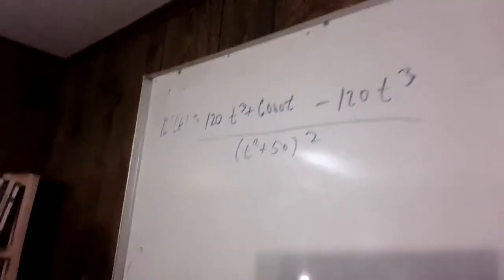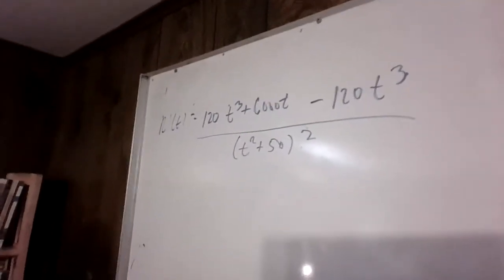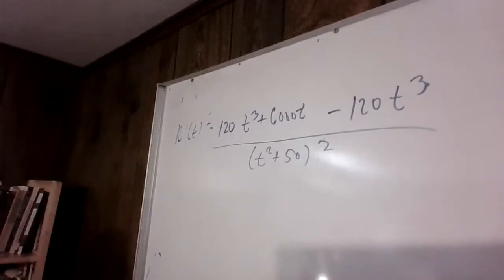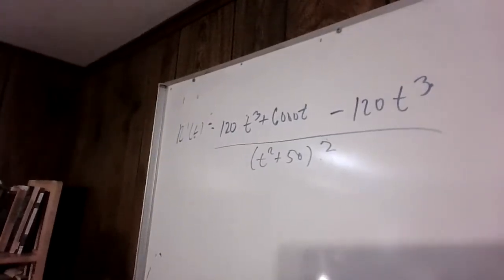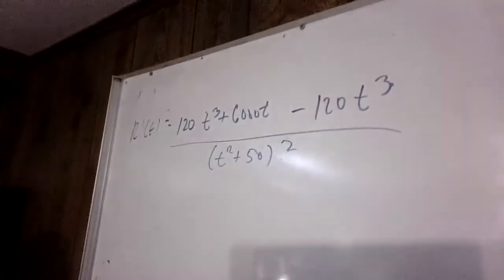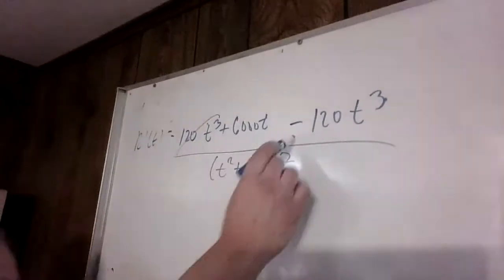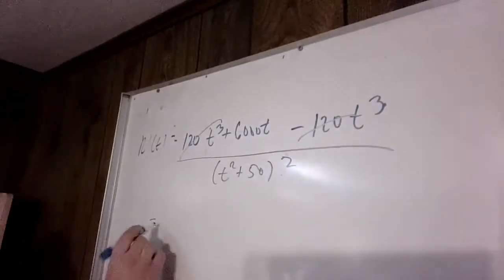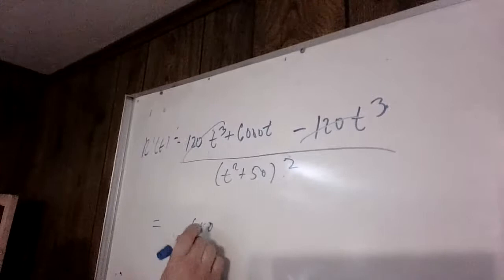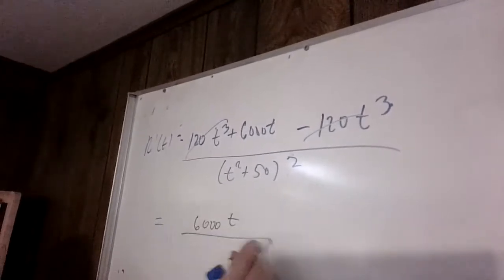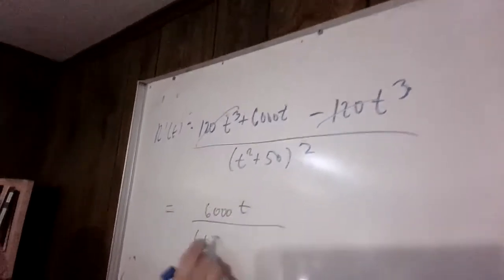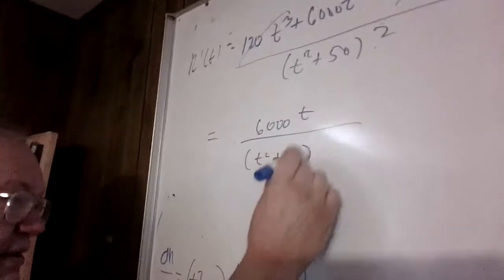All right, let's try to clean this up. Notice what happens to the 120s. They cancel. 120 t cubed minus 120 t cubed. Goodbye. This is 6,000 t over t squared plus 50, squared.